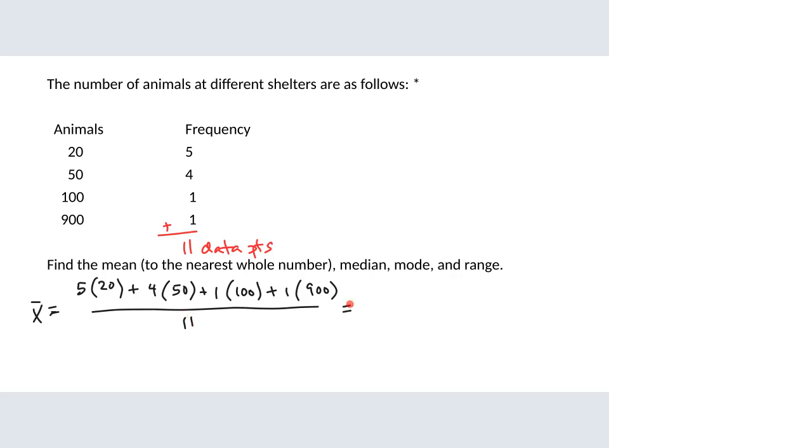And so let's see, what does that give us here? That's 5 times 20 plus 4 times 50 plus 1 times 100 plus 1 times 900. If you see any numbers that you're not sure of or you don't understand where they came from, you just ask, and we'll add those up. 100 plus 200 plus 100 plus 900. 1,300 divided by 11 is 118.18181818.